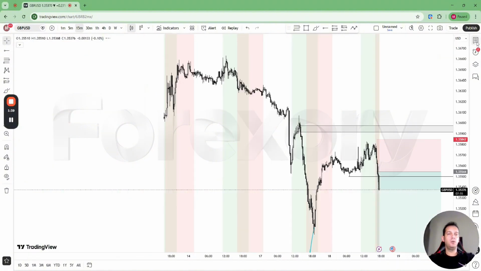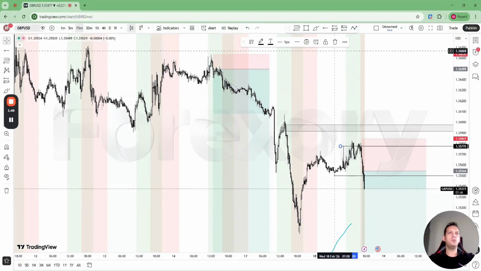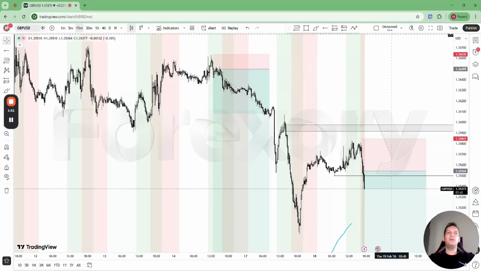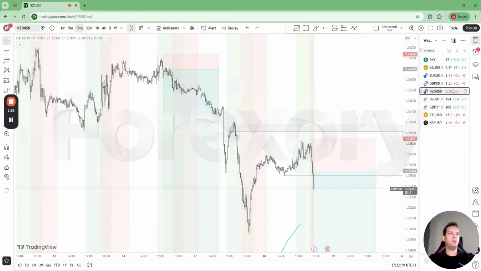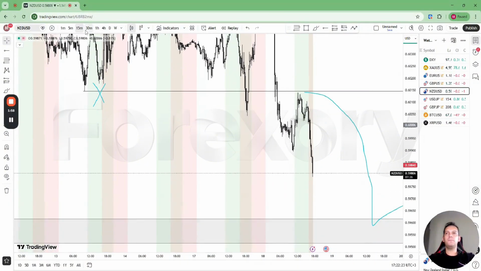Just like with the pound, I also expected this to happen. If there was someone here, I said it's better if it doesn't get hit. But, well, it did, and it wasn't a big deal since we were expecting it. Exactly the same thing happened with the pound. Let me also take a look at NZDUSD, which was exactly the same.